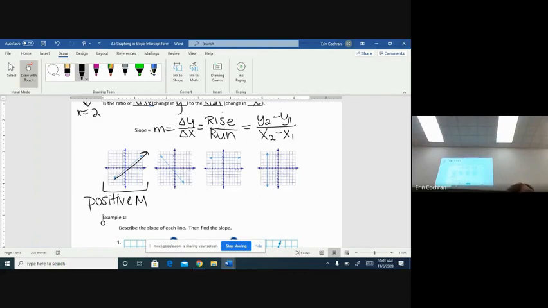Positive slope, positive end. Now, looking at the second graph, reading left to right, am I going up or down my roller coaster? I'm going down, so that would be a negative slope.